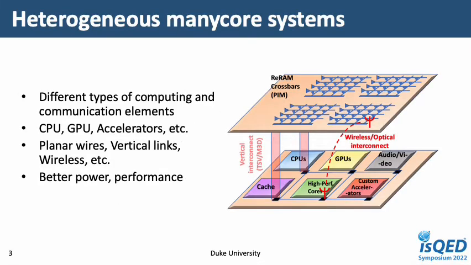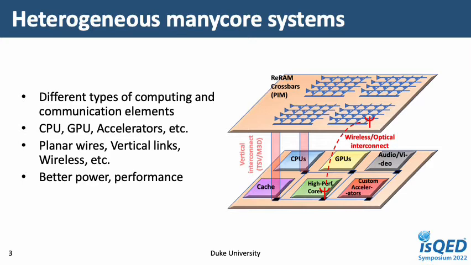So what is a heterogeneous many-core system? A heterogeneous many-core system is an architecture which has different types of cores. For instance, here I am showing an example heterogeneous system which has CPU, GPU, audio video accelerator, and some custom accelerator which could be a neural processing unit, and so on. Because this architecture has a variety of computing elements, this is a heterogeneous system.